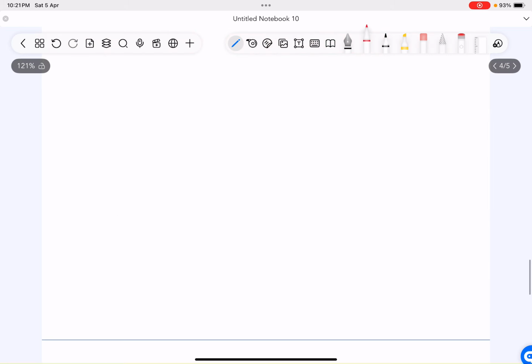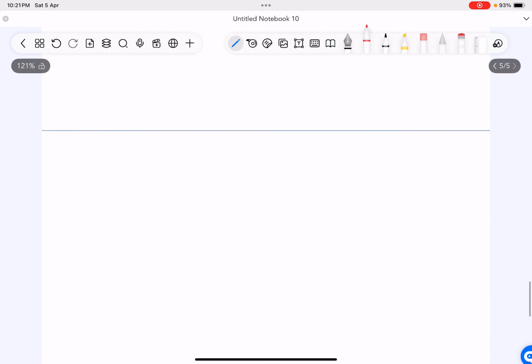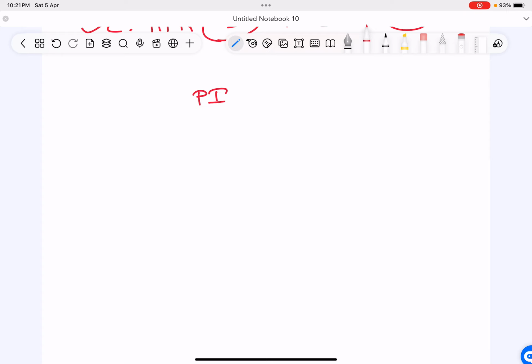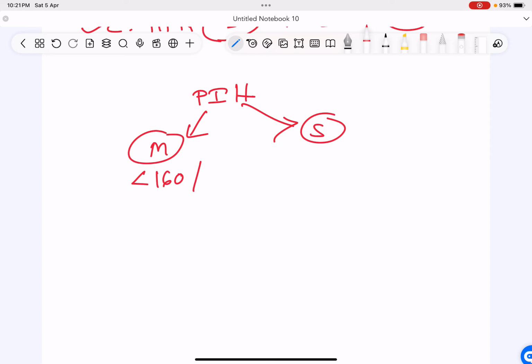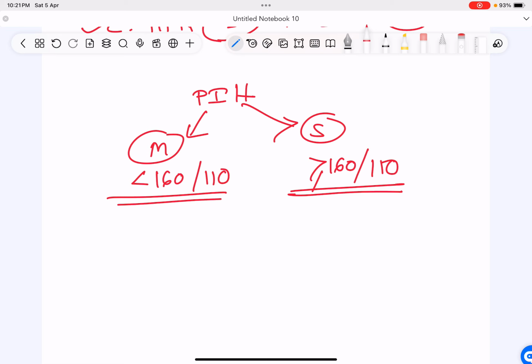Now, the management part. Okay, so how will we manage this? First of all, a PIH has to be classified between a mild and a severe variety. How is the mild variety diagnosed? Less than 160 by 110. If it is more than or equal to 160 by 110 millimeter of mercury, it is severe. So there are only 2 categories of PIH: mild and severe. This is the diagnosis. How to diagnose mild and severe?